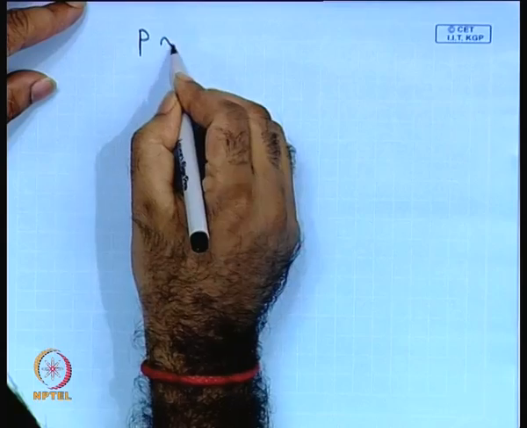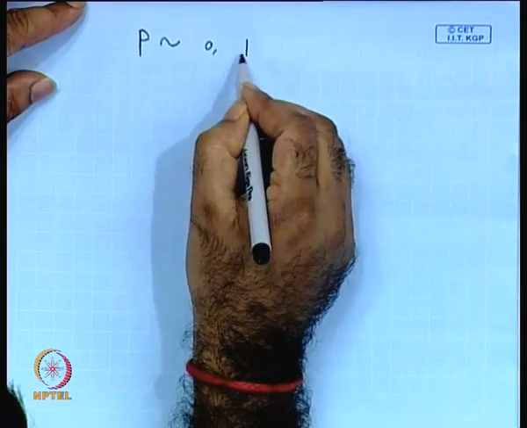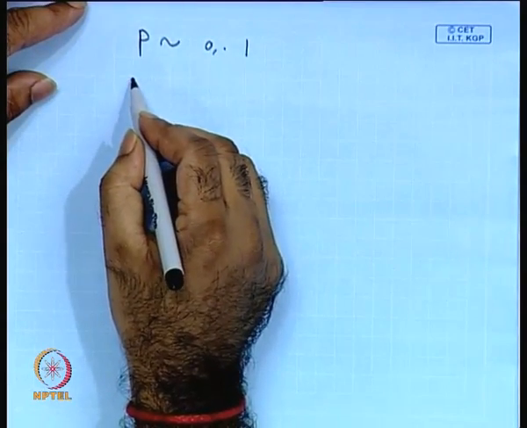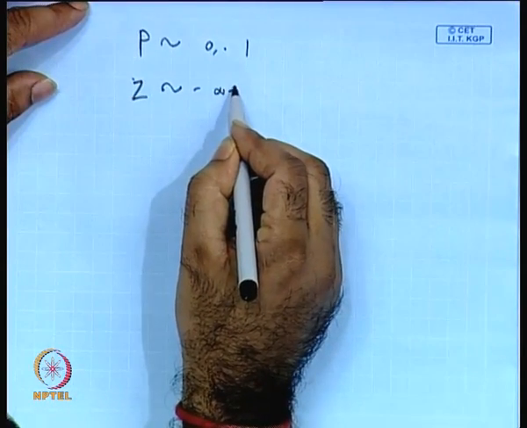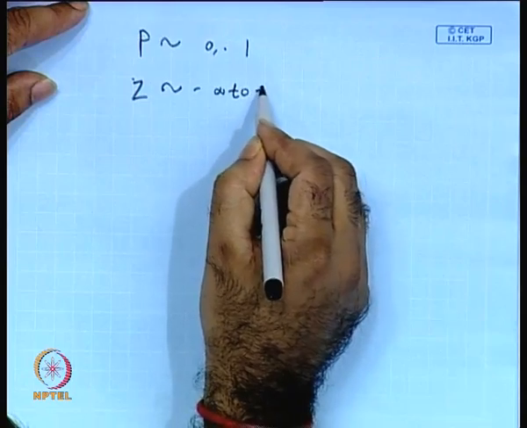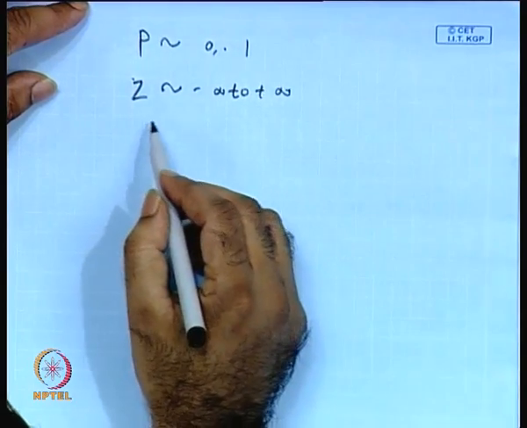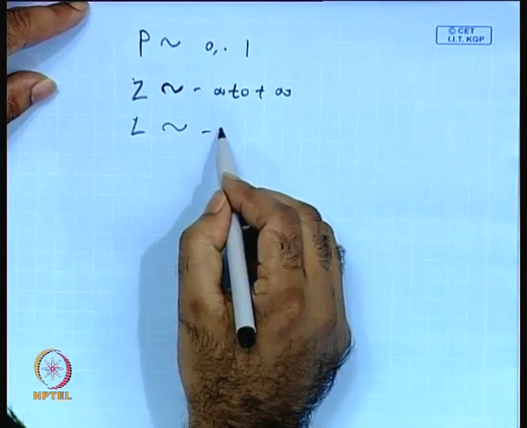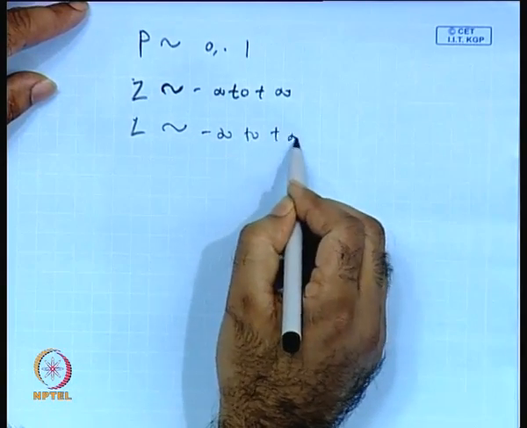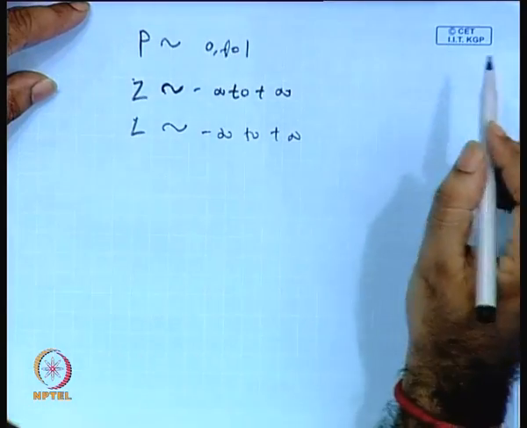Okay. So, now this is what you have to do. P generally lies between 0 to 1. So, then obviously the Z here will lie between minus infinity to plus infinity. Or for the logistic function, it will move from minus infinity to plus infinity. So, this is 0 to 1. All right.